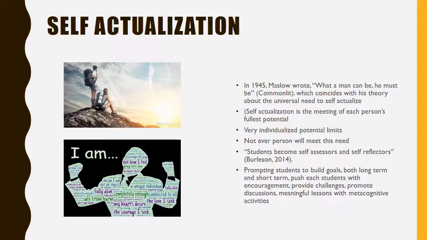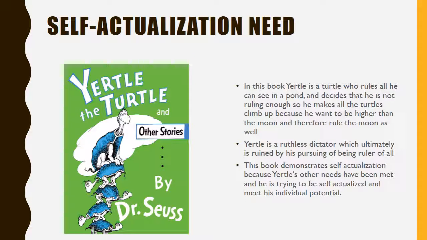The highest part of the hierarchy of needs is the need of self-actualization. Self-actualization is the meeting of each individual person's fullest potential. This tier is based on the individual and is very personal, and not every person will reach their full potential. Therefore, this need will not be met by everyone. In Dr. Seuss's book Yertle the Turtle, it demonstrates self-actualization because Yertle's other needs have been met and he is trying to be self-actualized and meet his individual potential.